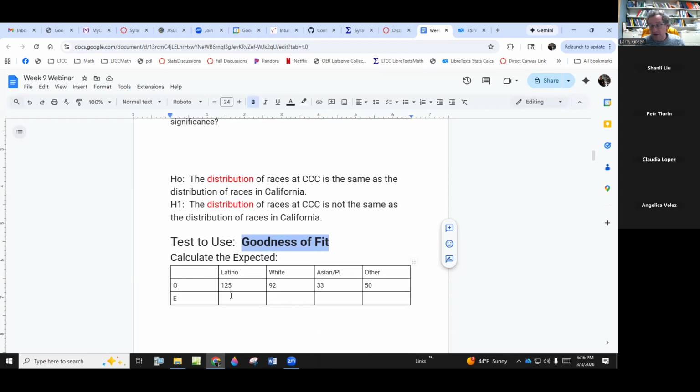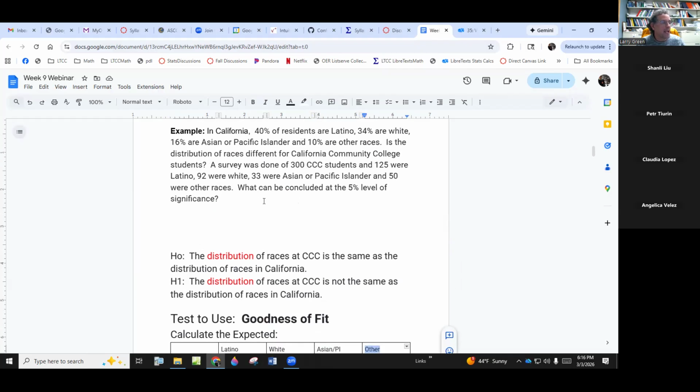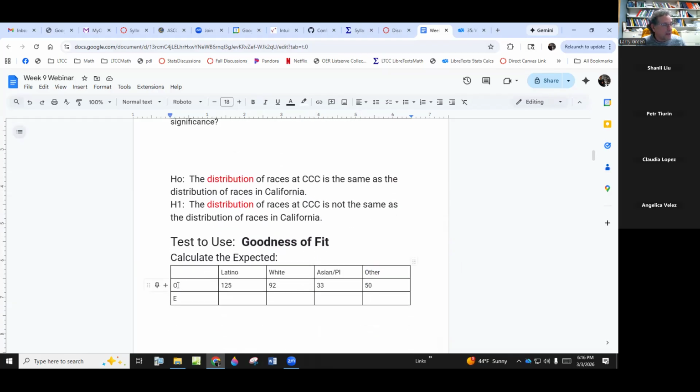So the next step is we need to write out a table. In the table, our columns will be the races. Latino will be that first column. White will be the second. Asian Pacific Islanders the third. And the other will be the fourth, because those were the answers to the qualitative question that was asked. Okay. This is the letter O, by the way. It's not the number 0. And O stands for the word observed. So the next thing you do is you write down how many were observed.